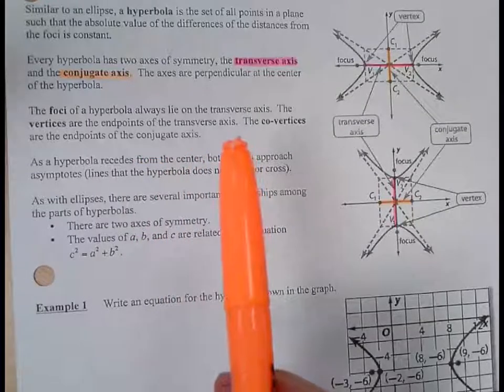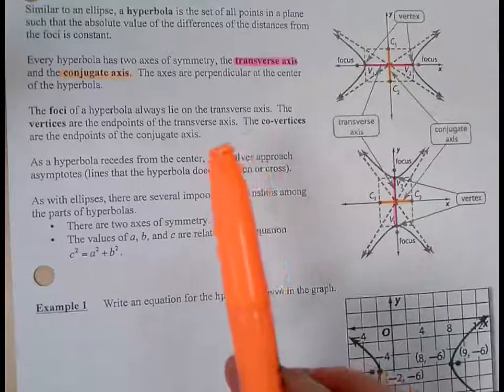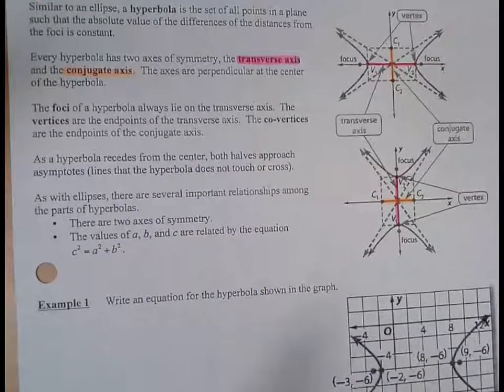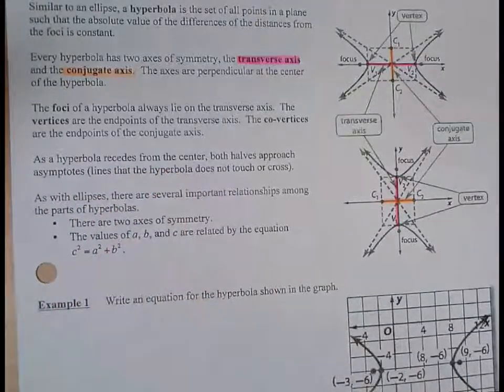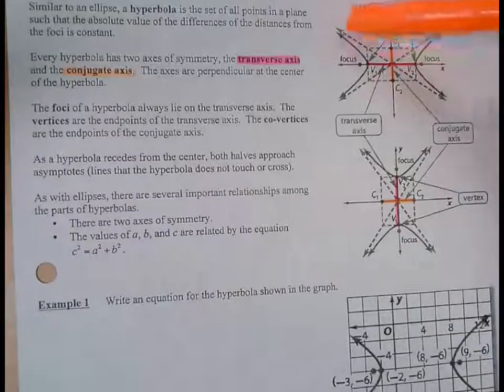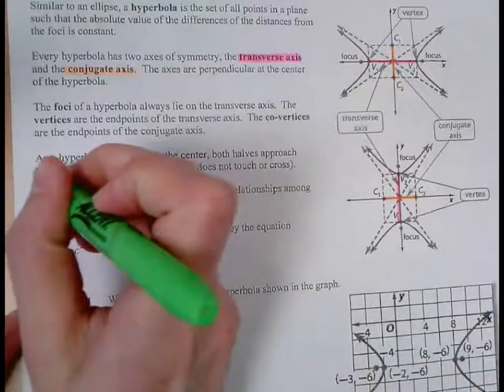And then it says the vertices, I already talked about this, are the endpoints of the transverse axis. The co-vertices are the endpoints of the conjugate axis. As a hyperbola recedes from the center, both halves approach asymptotes. So these dashed lines that are drawn in, I don't think they're labeled on here. We'll label them on our graphic organizers, though. These dashed lines are called asymptotes, and those are lines that a hyperbola or just any curve in general will never touch or cross.